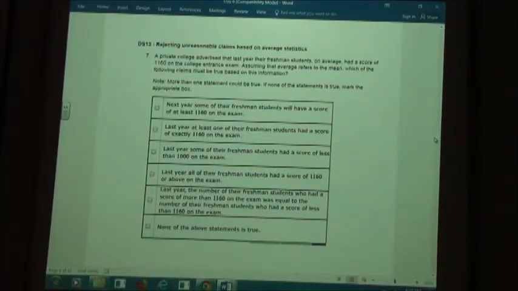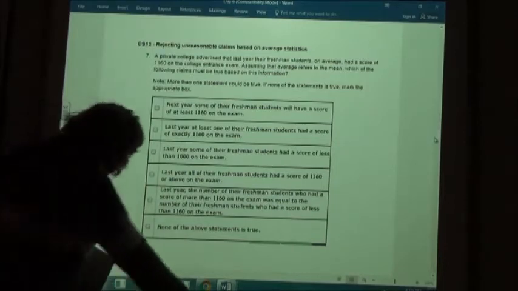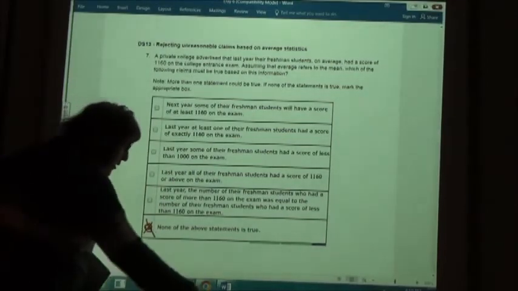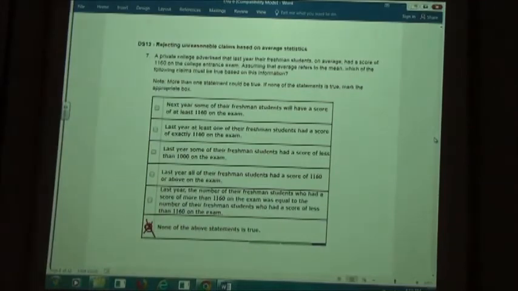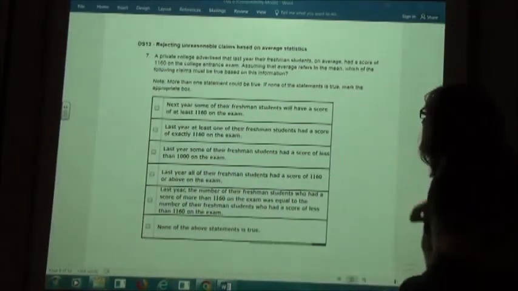Last year, the number of freshman students who had a score of more than 1,160 on the exam was equal to the number of freshman students who had a score of less than 1,160. So just because I have a mean of 1,160 doesn't mean that I have an equal number on each side. That would be true if it was the median, but not of the mean, right? So on this one, none of these things are actually true, just because I know what the mean is. They're all just made up things. The next one will have something that's true at least.